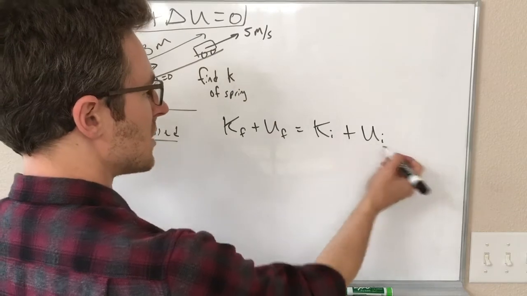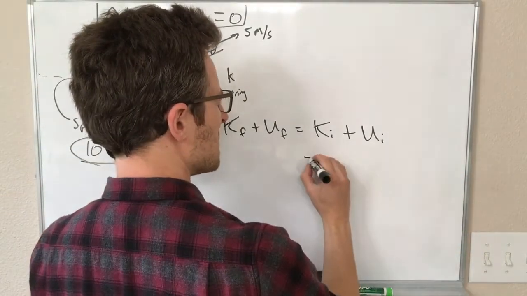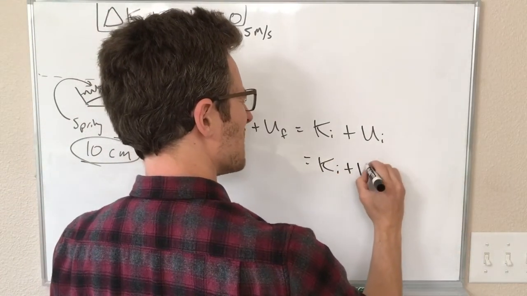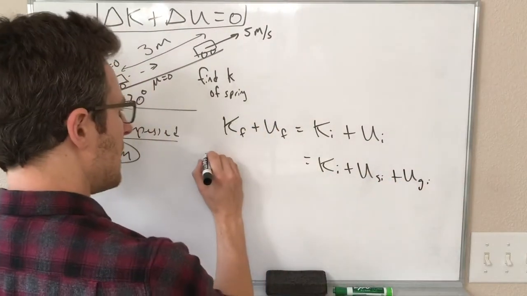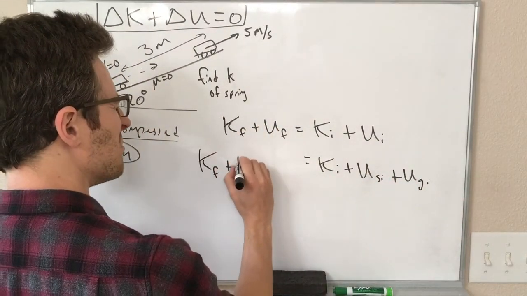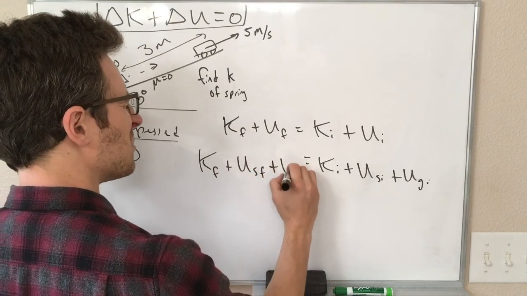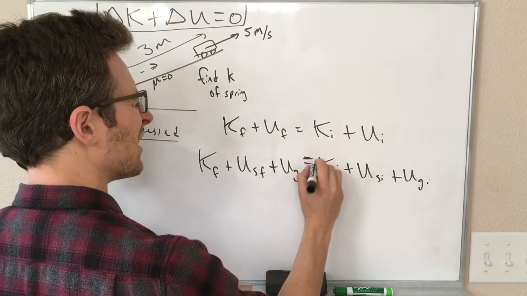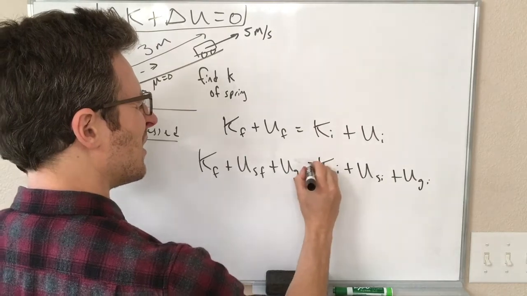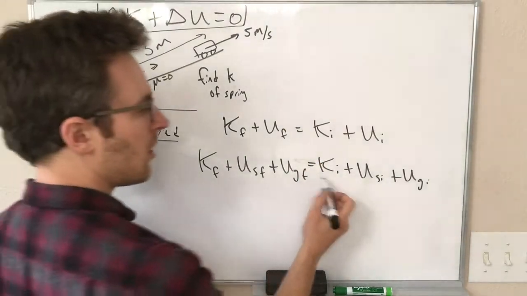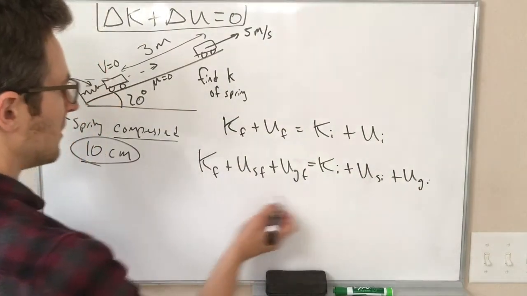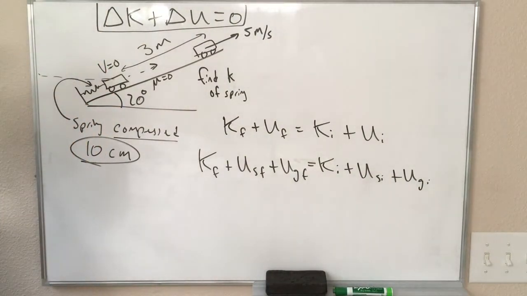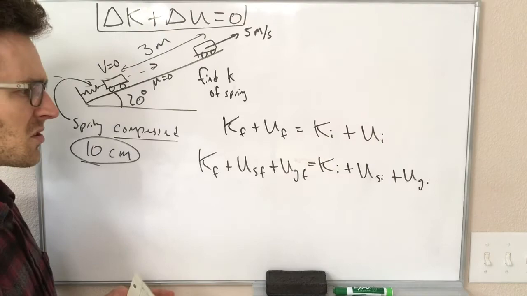And each of these U's is split into multiple pieces, right? So this is really K initial plus U spring initial plus U gravity initial. And this is K final plus U spring final plus U gravity final. These don't really line up right. But now, this is all of our energy in the beginning, all the different places our energy can be. This is all the energy at the end. And now a bunch of these are zero, so we can just start plugging in zero.